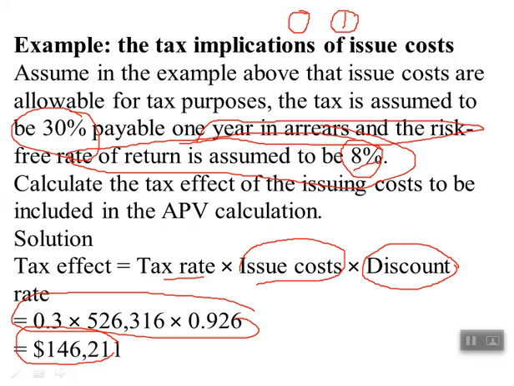Then another issue I've talked about in this part is the issue cost. Sometimes when you issue a debt, you are going to incur cost on issuing that debt. So the cost of the debt is going to affect your cash flows or your present value. So if the issue cost is allowed for tax, then you need to recognize the issue cost on your debt when you are calculating your adjusted present value. So that is what we have discussed in this video.